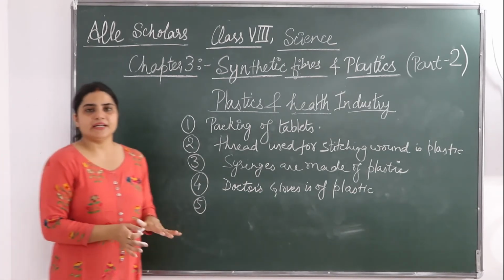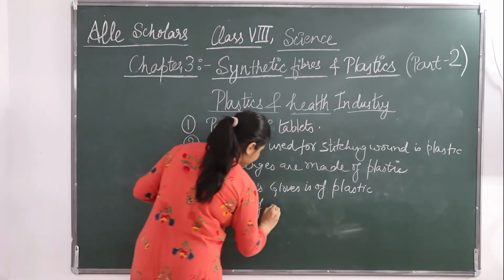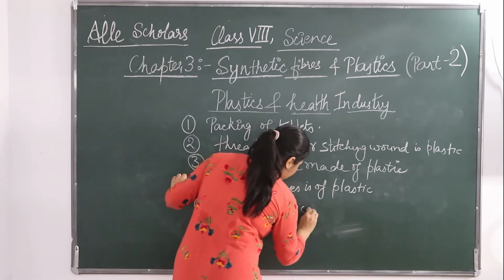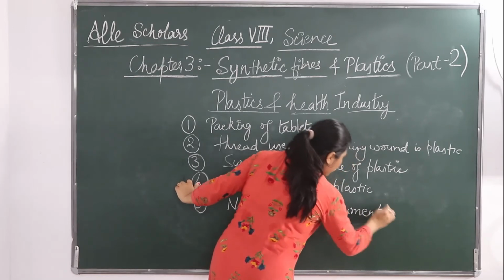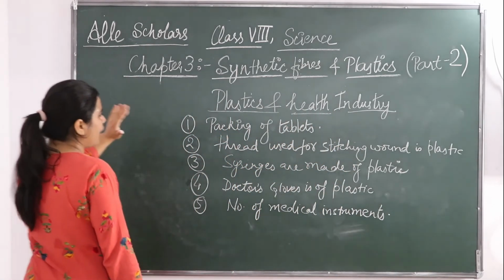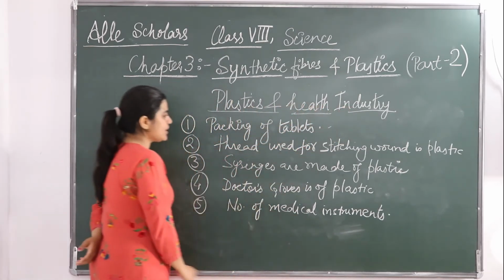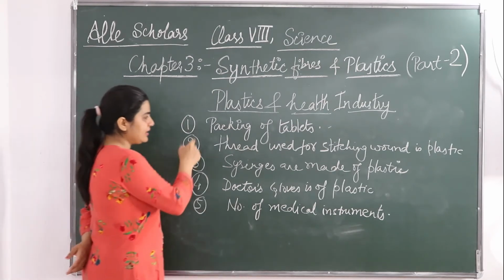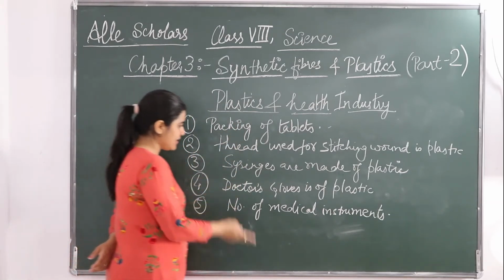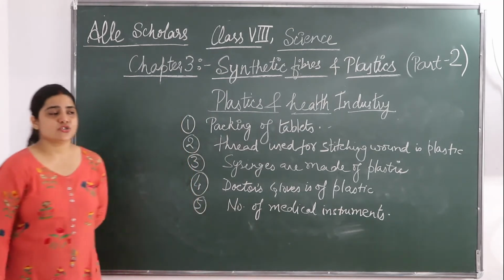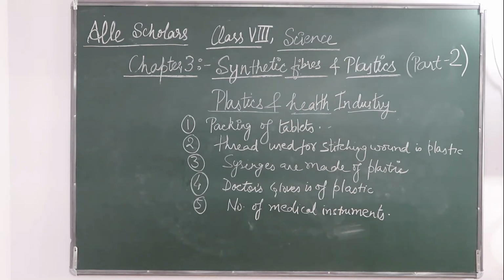And there are a number of medical instruments that are made up of plastic. Okay. So students, see carefully how plastics are used in the health industry. The packing of all the tablets is done using plastic. The thread that is used for stitching wounds is made up of plastic. Syringes are made up of plastic. Doctors' gloves are made up of plastic, and many of the medical instruments are made up of plastic. Okay, so this was about plastic and the health industry.